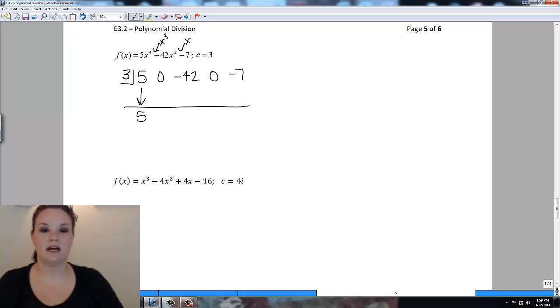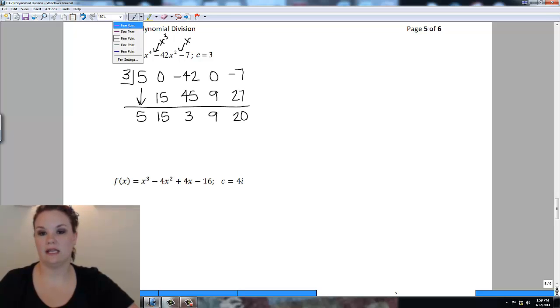So I bring down my 5, which is 5. 5 times 3 gives me 15. When I combine down, that gives me 15. 15 times 3 gives me 45, which when I combine down leaves me with 3. 3 times 3 is 9. I combine down, I get 9. 9 times 3 is 27. I combine down, I get 20.